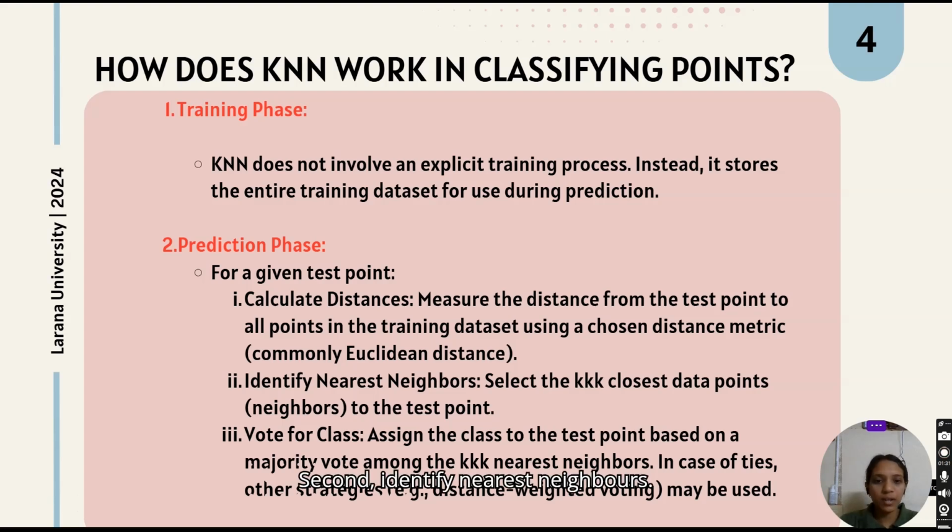Second, identify nearest neighbors. Select the k closest data points. Here it should be k, not kkk. So select the k closest data points, the neighbors, to the test point. Third, vote for class. Assign the class to the test point based on the majority vote among the k nearest neighbors. In case of ties, other strategies, for example distance weighted voting, may be used.